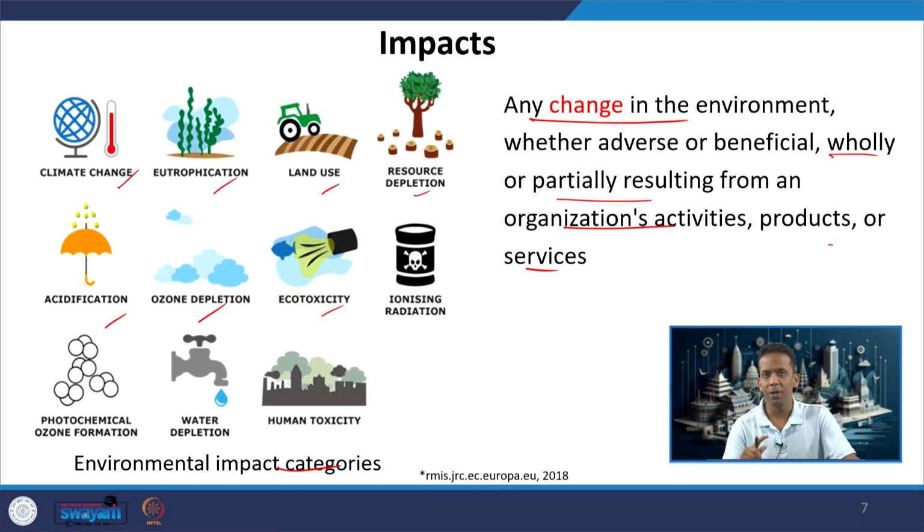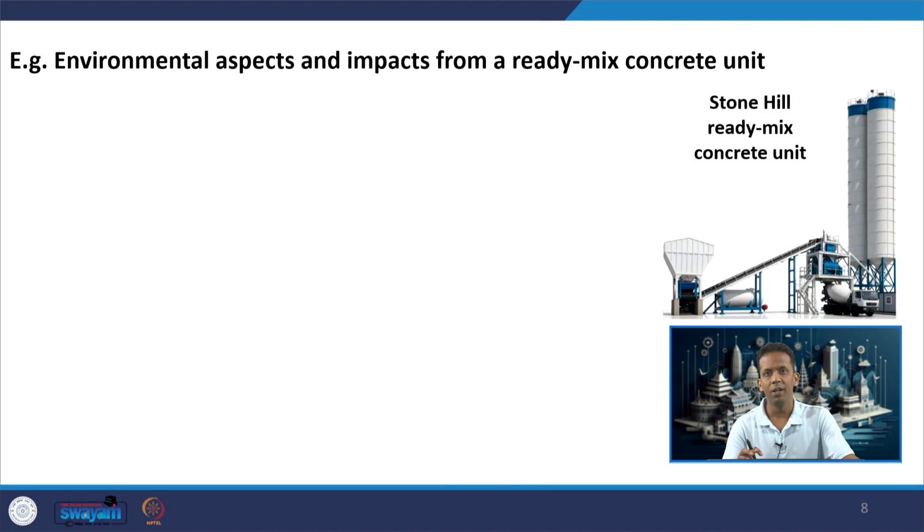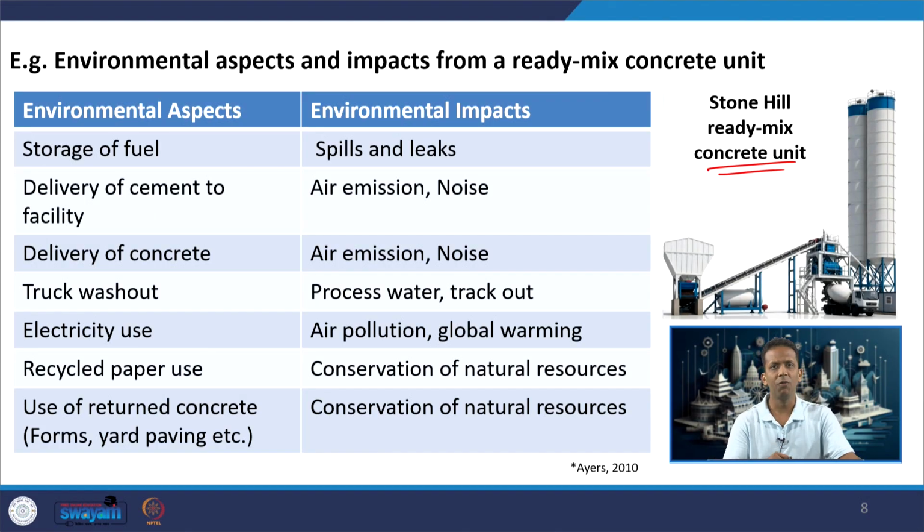So, now that aspects and impacts are understood, let us try to look at it with respect to the example of a ready mix concrete unit. So, this is a unit where ready mix concrete is prepared, and then that can be used for construction of buildings. So, the aspects involved in this concrete unit, obviously it needs fuel, it needs the raw material for making cement, it needs some transportation like the delivery of cement, delivery of concrete, it needs a lot of washing, a lot of use of electricity and other energy sources.